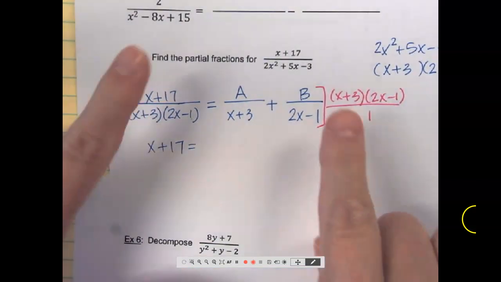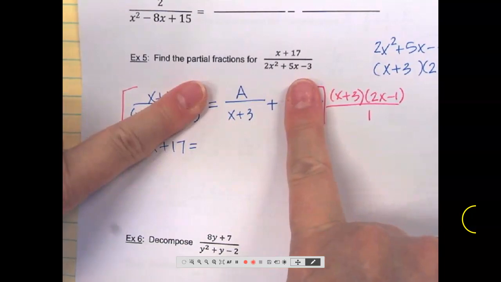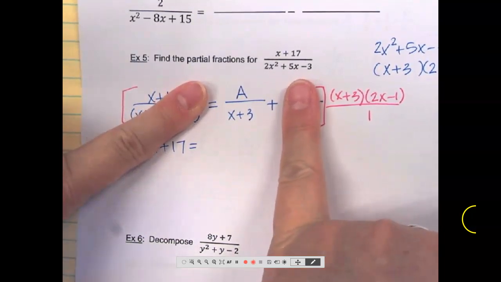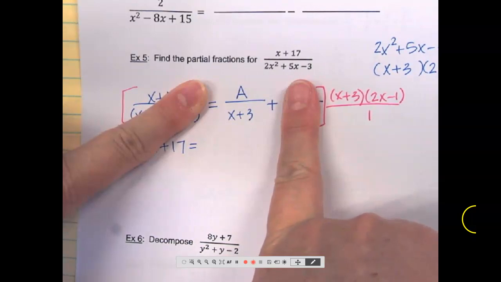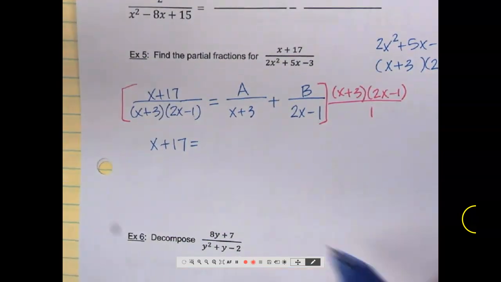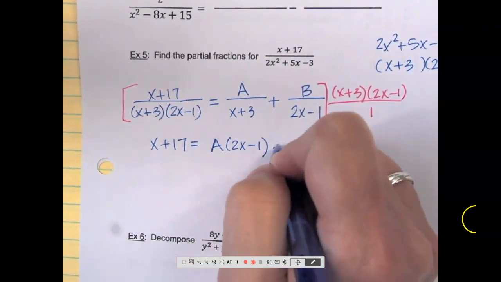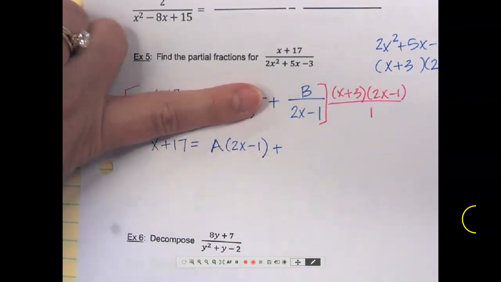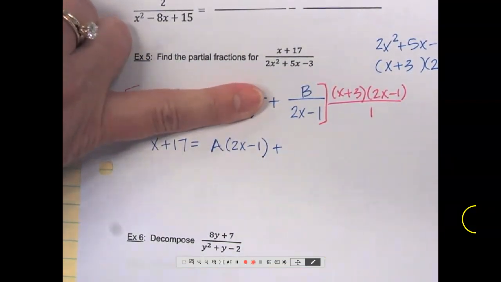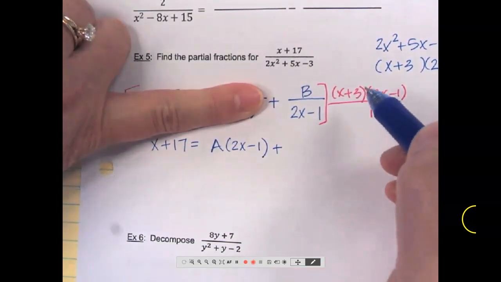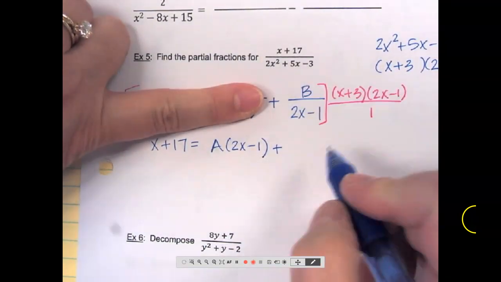All right. Ignore the first and the last. I'm going to distribute the pink factors to that middle fraction. What cancels? What's left? 2x minus 1 times a. Okay, ignore the first two. Distribute. 2x minus 1 cancels. X plus 3 is left times the b.